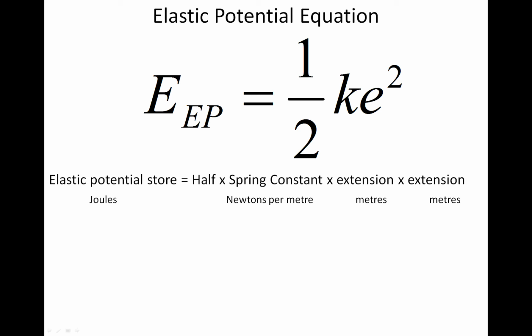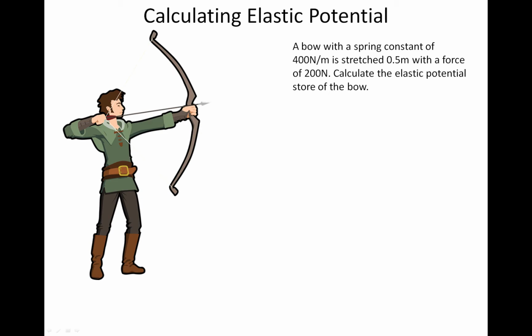So for a spring constant that's large, that means the spring is stiff. It means it is difficult to make it stretch, squash, or twist. So remember that energy is measured in joules, spring constant is measured in newtons per meter, and the extension is measured in meters. So let's look at some calculations.